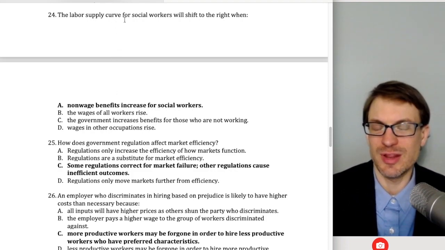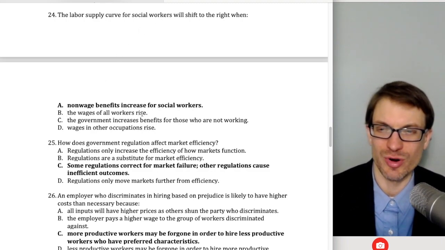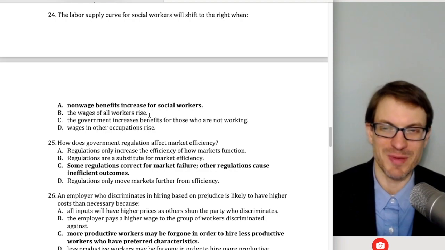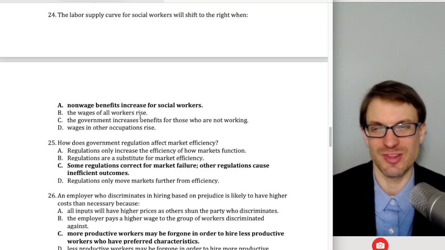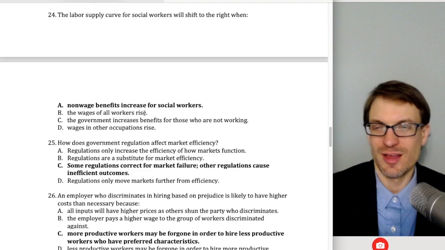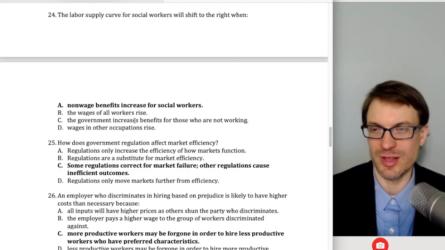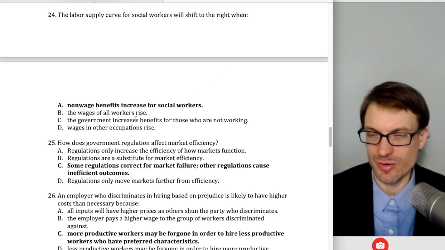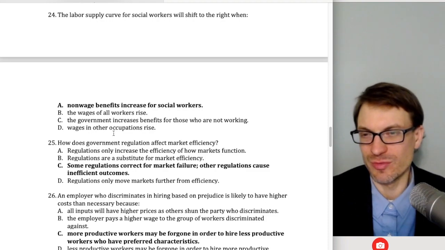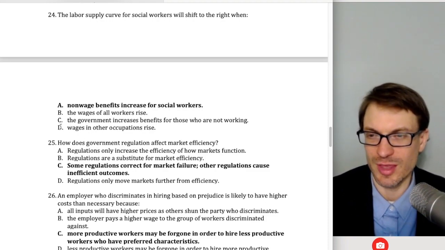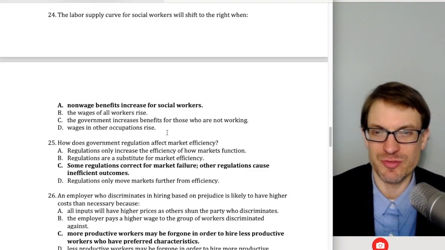No, we need to tell a story for why specifically the labor supply curve for social workers shifts to the right. Matter of fact, if the wages of all workers rise, we wouldn't really expect too much of a change, because that's a little bit like the inflation story. If anything, we might have people swapping out of social work and into another, but no, because the wages of all rose. Okay. Anyway, so government increases benefits for those who are not working.